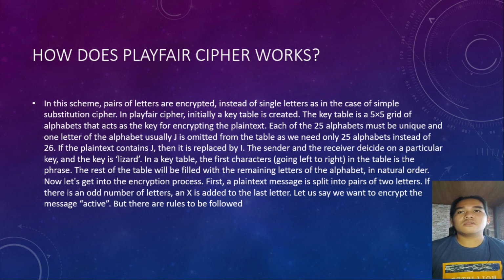Now, let's get into the encryption process. First, the plain text message is split into pairs of two letters. If there is an odd number of letters, an X is added to the last letter. So, let us say we want to encrypt the message active. But take note, there are rules to be followed.